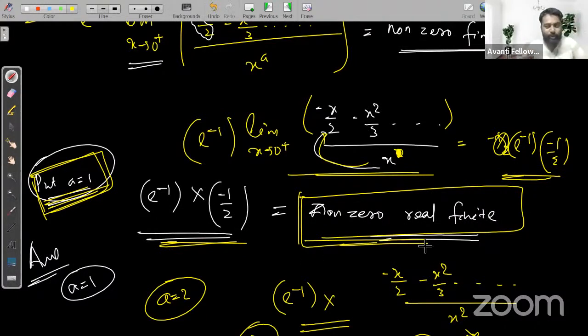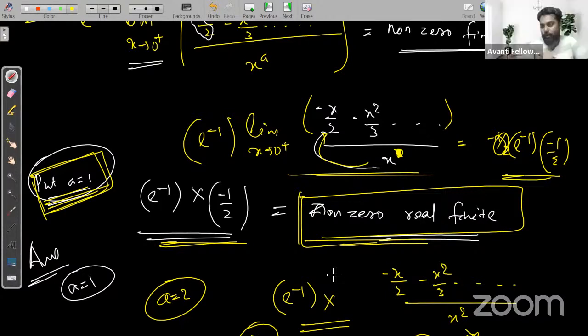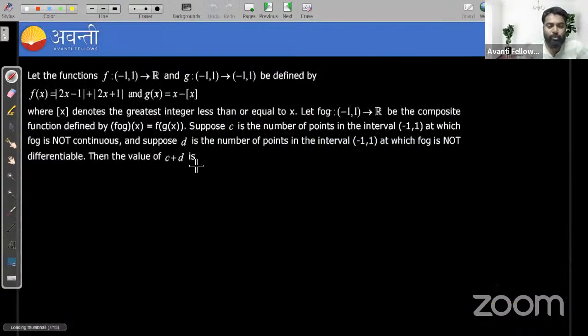Is that clear to everyone, guys? Tell me, clear or not? Tom, Tarun, Amrita, clear? Yes or no? Clear, sir. Clear, no doubt? No doubt, na? Okay, okay. Let's move to the next question.